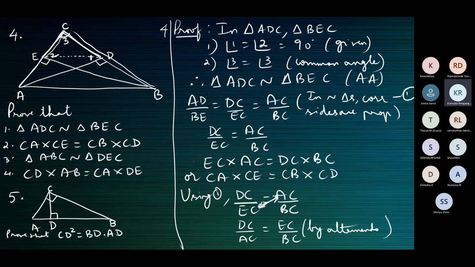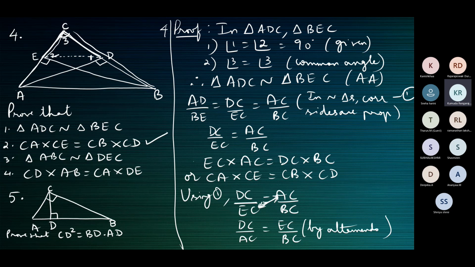Prove that CD square is equal to BD into AD. Whenever you have to get results like this, it is just a proportion cross multiplied. Whenever you have some product equal to some other product, like CA into CE is equal to CB into CD, a product equal to another product, it's just cross multiplying a proportion.